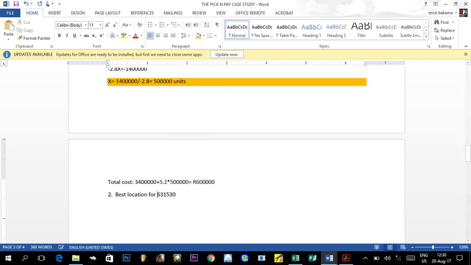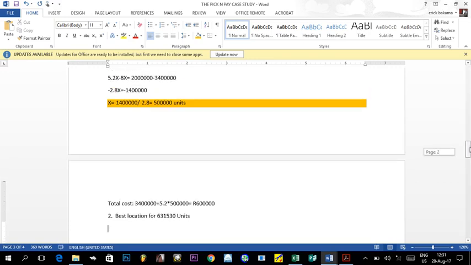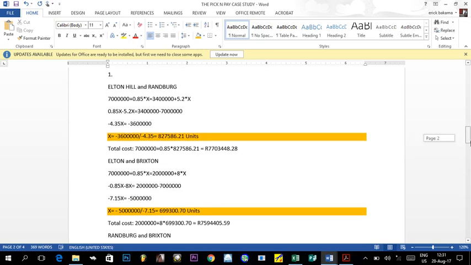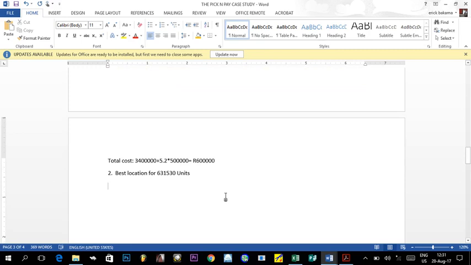for this value here, unit. So the best location, in short, will be the location that will have the lowest total cost. Now for the location that will have the lowest total cost, first of all, we start with Hilton, and then we'll have Randburg, and after Randburg we have Brixton.